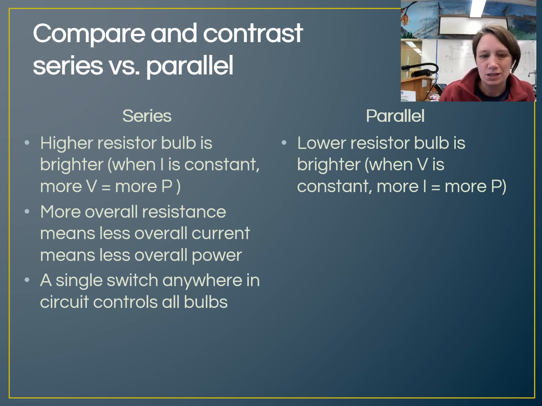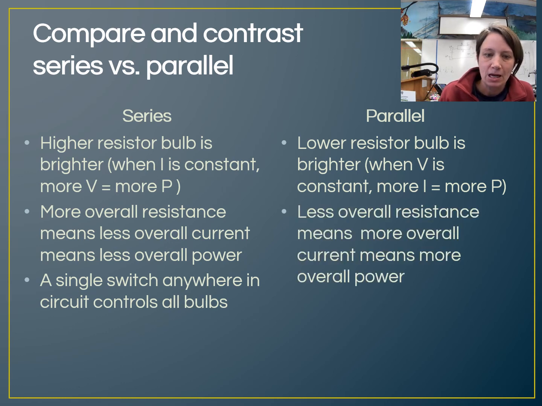The lower resistor bulb actually ends up brighter when you hook things up in parallel, because when the voltage is the same for both bulbs, more current means that bulb is going to get more power. If you think about the circuit level, there's less overall resistance in the circuit, and that means overall the circuit gets more current, and that's going to contribute to the circuit overall distributing more power as well.